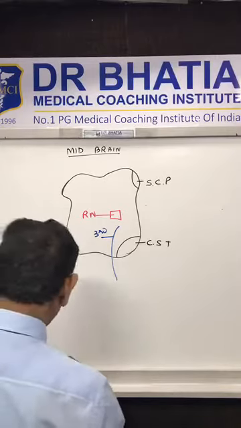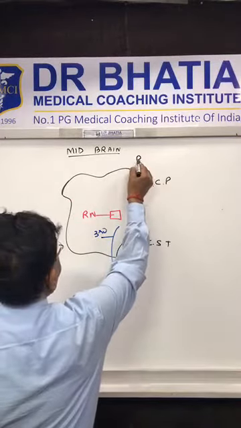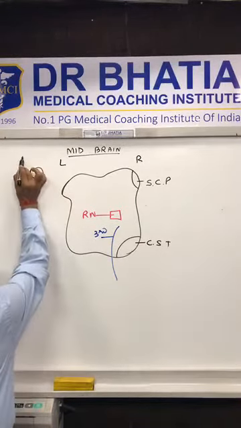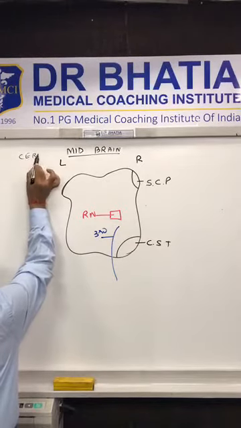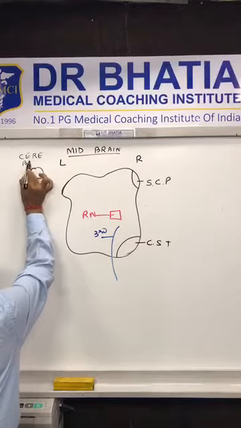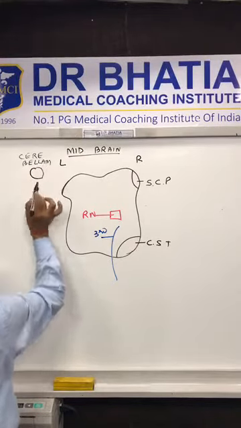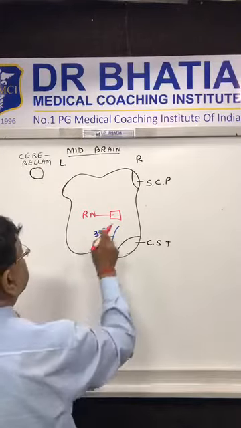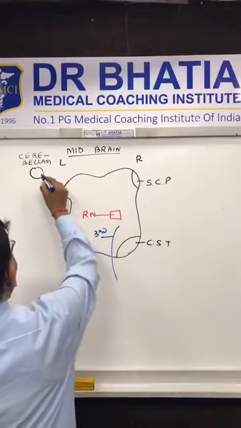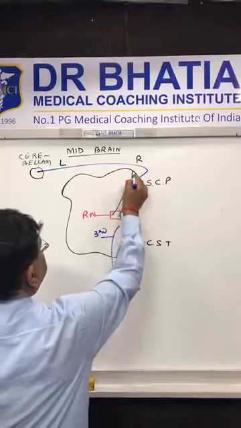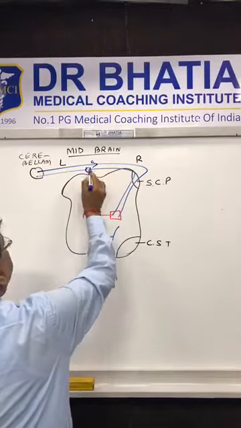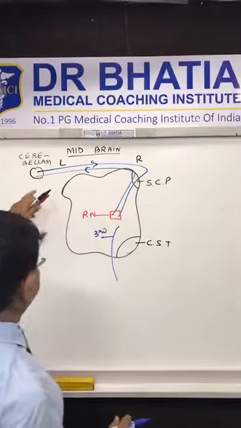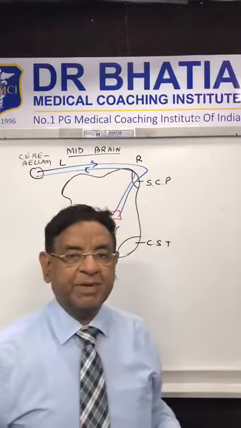Now, this is the right side. This is the left side. This is the cerebellum, of the left side. Now this red nucleus gets afferent and efferent connections from the cerebellum of the other side. This is the right side red nucleus, and the cerebellum of the left side. This is the basic anatomy of the midbrain.